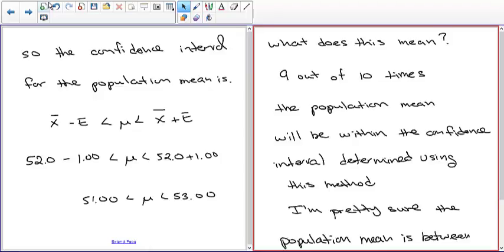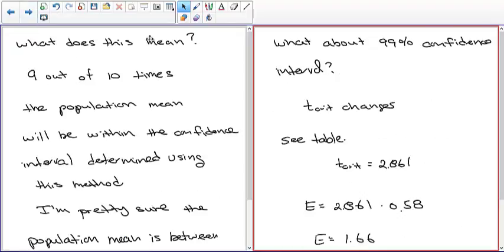So if I did the same thing, but I changed, say, to 95%, 99% confidence interval, how would the calculations change? Well, you still have the same sample mean, the same sample standard deviation, the same standard deviation of the sample means because I still have the same data. The only thing that changes is this critical t-score. So instead of being 1.729, it's now 2.861. So my new margin of error for this confidence level is 1.66.